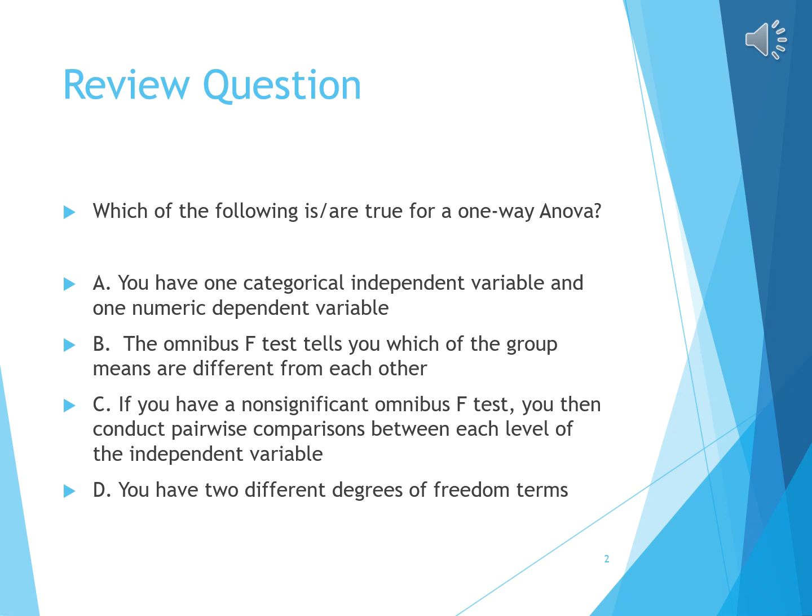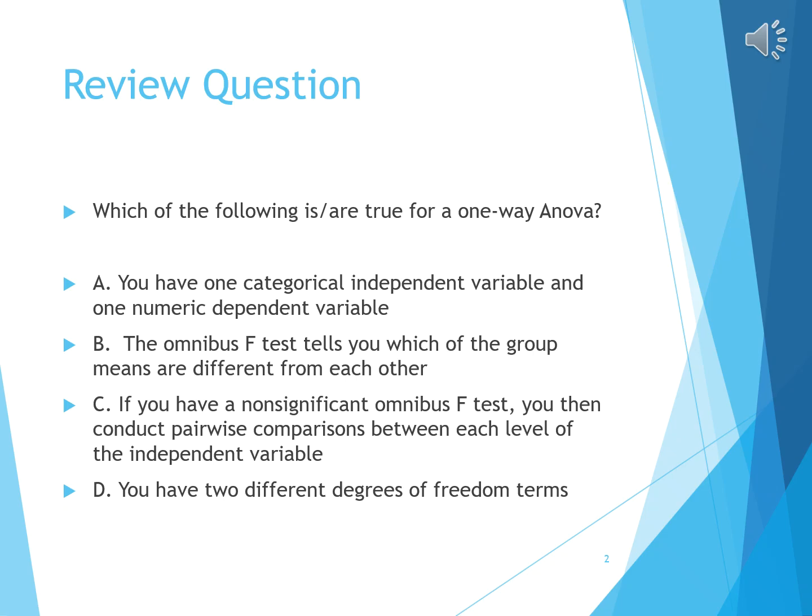That's false. The omnibus F-test is just the overall test of the ANOVA model, and if it's significant, it just says at least 2 of these group means are different from each other. 2 of however many levels you have. At least that many. It could be more, right? But you don't actually know.